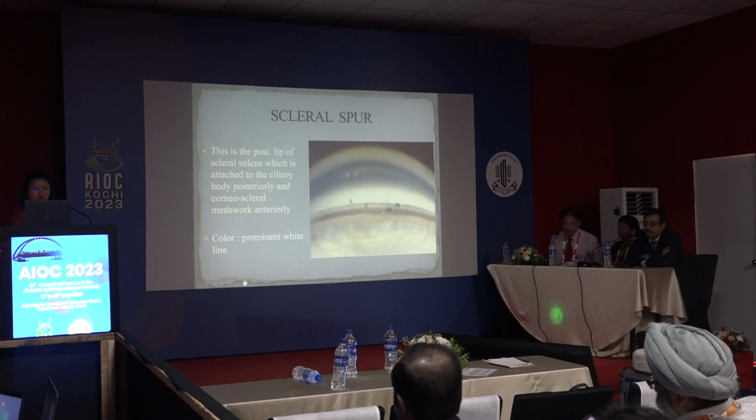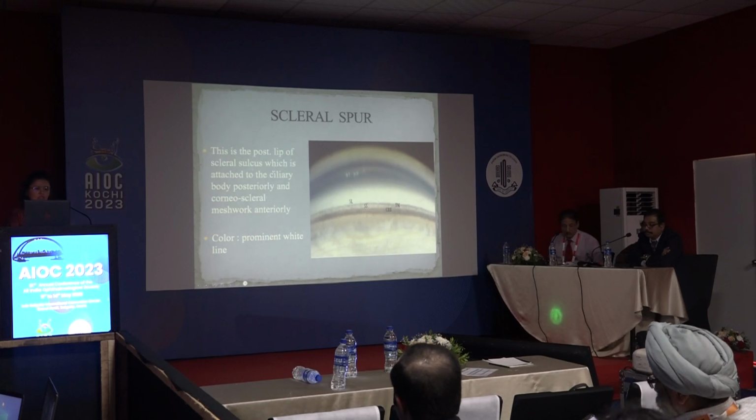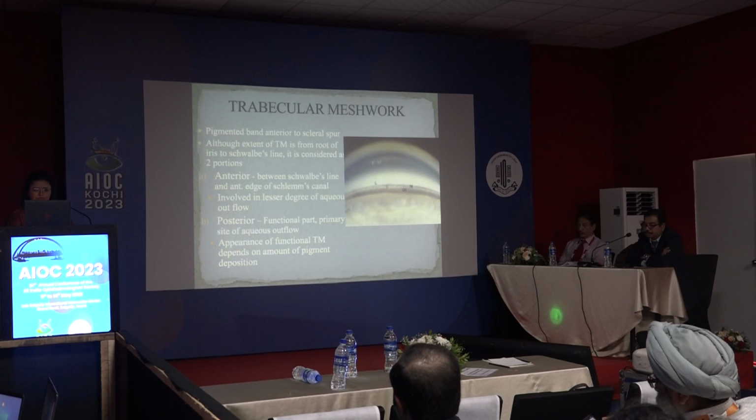Next, after the ciliary body, we have the scleral spur. So what is scleral spur? It is basically this prominent white line that you can see between the brown ciliary body band and the pigmented part of trabecular meshwork. This is actually the posterior lip of the scleral sulcus, which is attached to the ciliary body posteriorly, and the corneoscleral meshwork anteriorly.